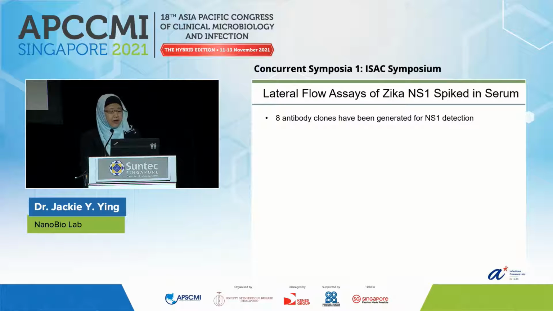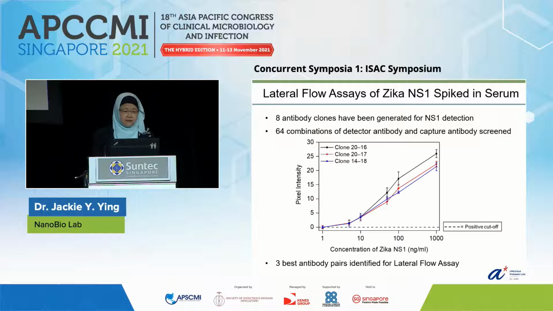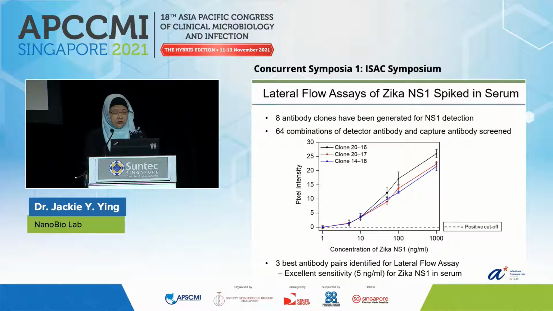In the lateral flow assay, we have looked at many different antibody clones. They were generated for the NS1 detection. And from that, we got 64 combinations of detector and capture antibodies. From this, we found 3 pairs of capture and detector antibodies that gave rise to very, very high sensitivity. They allow us to achieve sensitivity on the scale of 5 nanogram per mil for Zika NS1 in serum. This is very important because typically in serum, what you find is only about 50 nanogram per mil, which is much lower than the 2 or 1,000 nanogram per mil for dengue NS1 in serum.